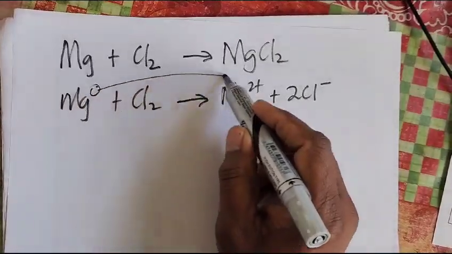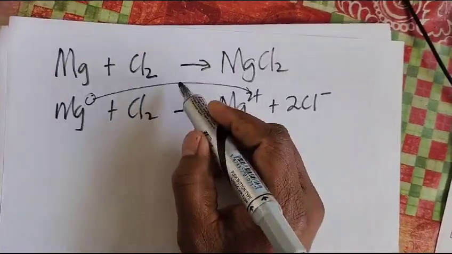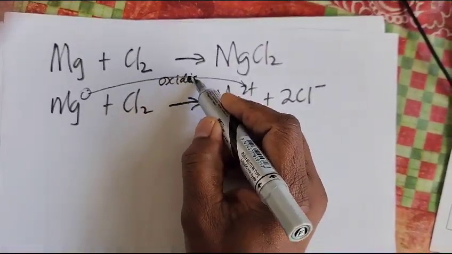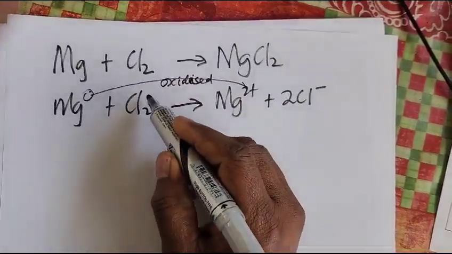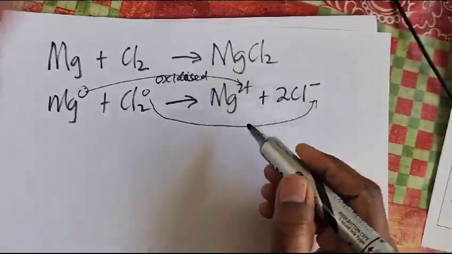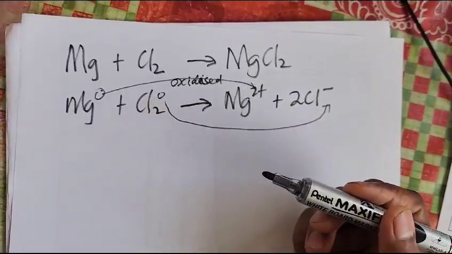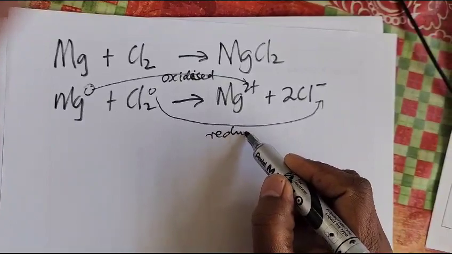If we track the change in oxidation numbers, because this is a redox reaction, magnesium changes from 0 to +2, which is an increase in oxidation number. Therefore, magnesium is oxidized. And then chlorine changes from 0 to -1. If you look at the number line, if you move from 0 to -1, you're going to the left hand side. Therefore, that is reduction.